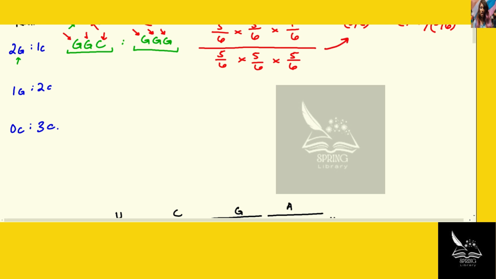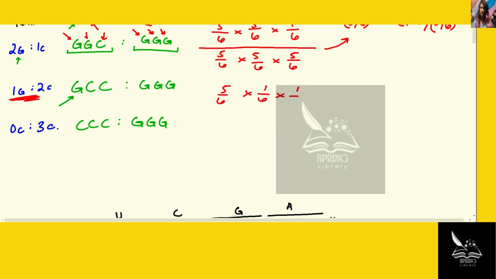So this is all they're doing in the problem. You should be able to calculate the probabilities between all of these, where the ratio or the percent chance of getting 1 G to 1 C, say you have a GCC sequence to a GGG, the probability of coding for this exact codon would be 5 over 6 times 1 over 6 times 1 over 6, divided by, of course, that 5 over 6 cubed.